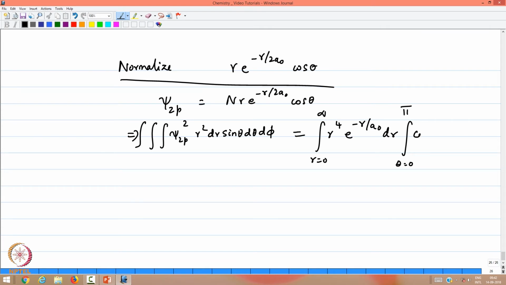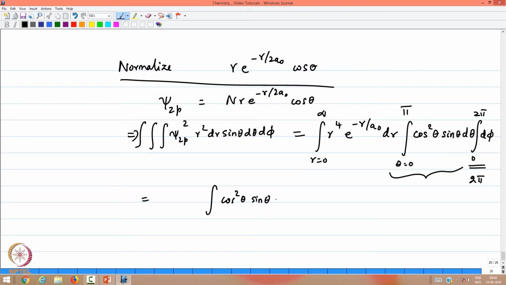You have cos square theta, and then you have sin theta d theta, and then you have the d phi from 0 to pi, which will give you 2 pi. Okay. Therefore, the integral is pretty straightforward. We have already done this integral earlier, integral cos square theta sin theta d theta, either in the problem or as a lecture note, and this you know is 4 by 3.